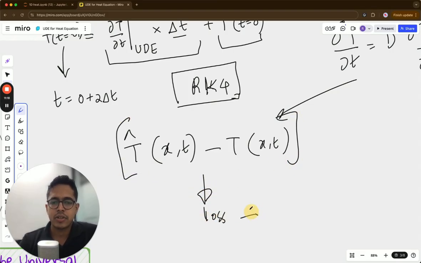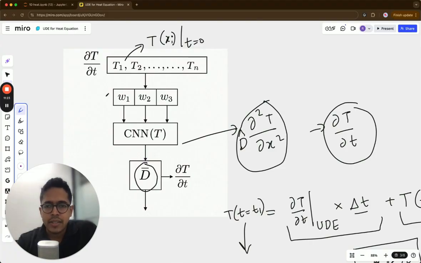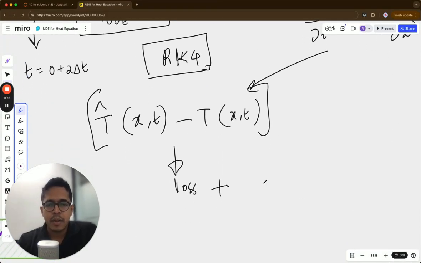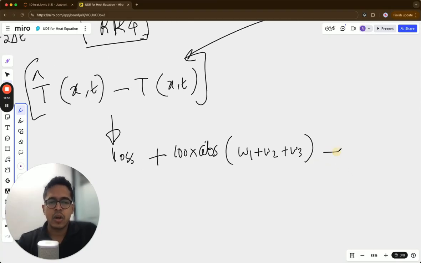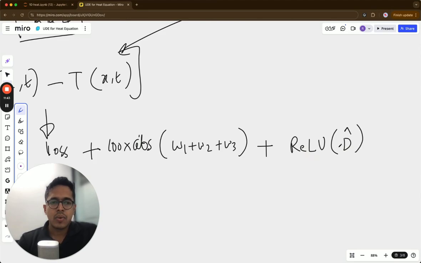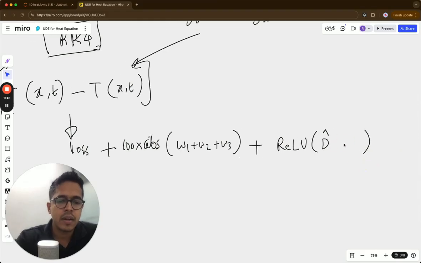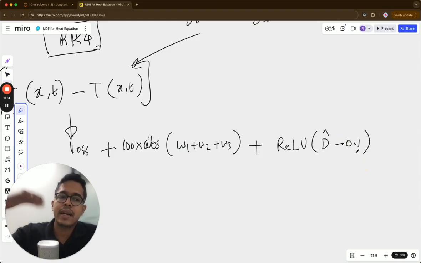Okay, so this is the first loss term, but you have an additional loss term. You will have one more loss term based on the weights. If W1, W2, W3 have values, then you say the absolute value of W1 plus W2 plus W3. You will say 100 multiplied by this is also part of the loss. Then you will say one more thing, which is a ReLU of D cap minus 0.1. So I want the ReLU of this value to not be so much greater than 0.1.